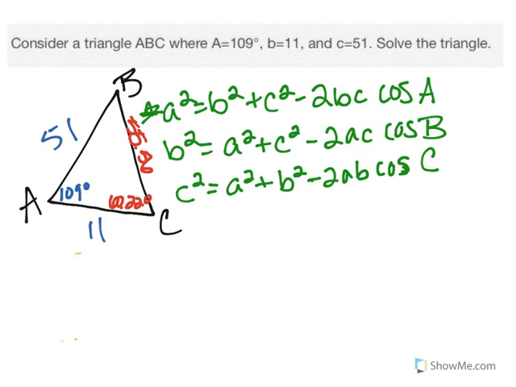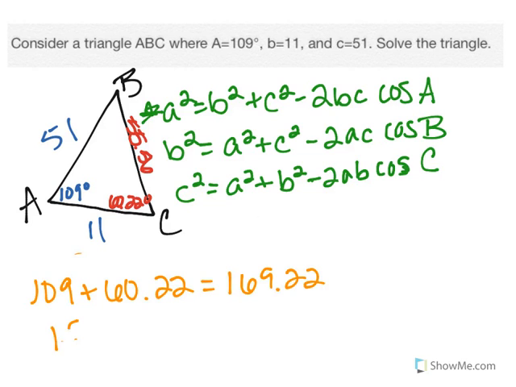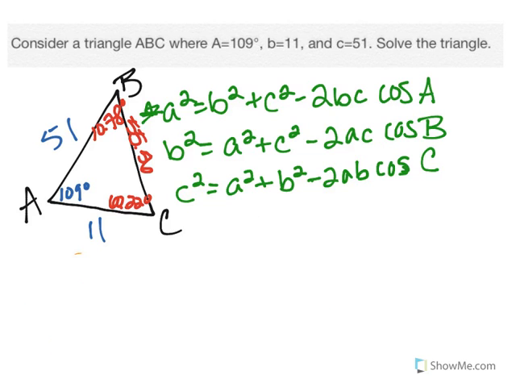And then from there you can use the law of sines again to solve for angle B, or you can just use the fact that the angles of a triangle add up to be 180, which is what I'm going to do. So 109 plus 60.22 is 169.22. So 180 minus 169.22 is 10.78. So angle B is 10.78 degrees, and we have successfully solved this triangle.